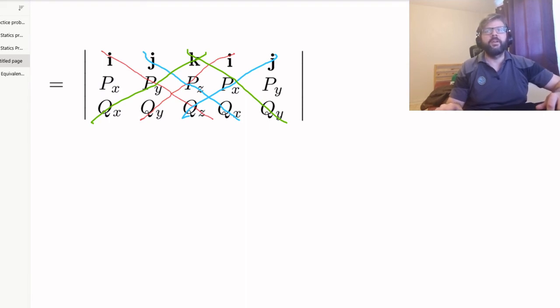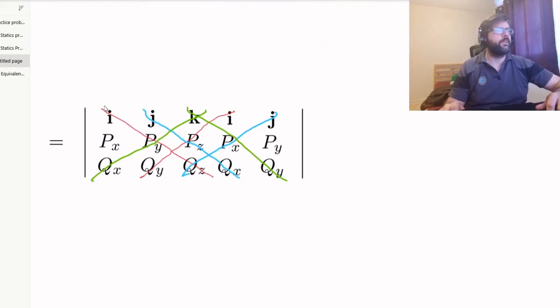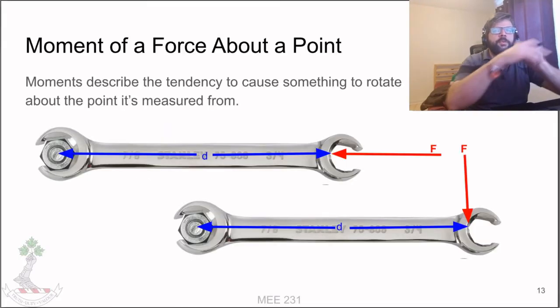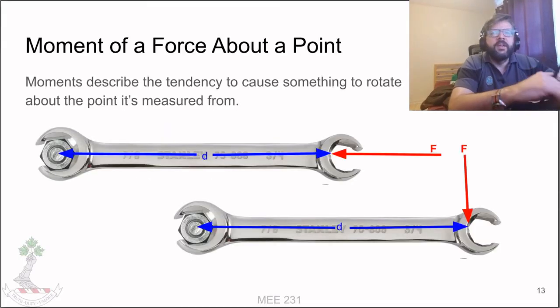So obviously, when you're doing actual cross products of two actual vectors, you would put in the actual x, y, and z components of those vectors in this, and then actually multiply them. So why are we worried about doing cross products? Well, cross products are what we use to calculate the tendency of a force applied to an object to cause that object to rotate about a specific point.